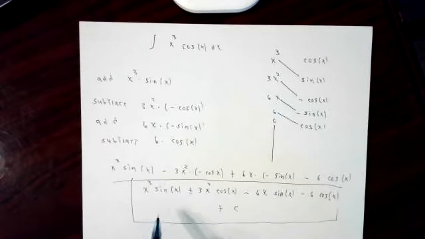It's x cubed sine x plus 3x squared cosine x minus 6x sine x minus 6 cosine x plus a constant. People will often group like terms together. For example, the terms that have sine of x in them, they would group those together and write it as x cubed minus 6x, all multiplied by sine x, and do something similar for the cosine. But as far as I'm concerned, this is a perfectly reasonable way to write the answer.